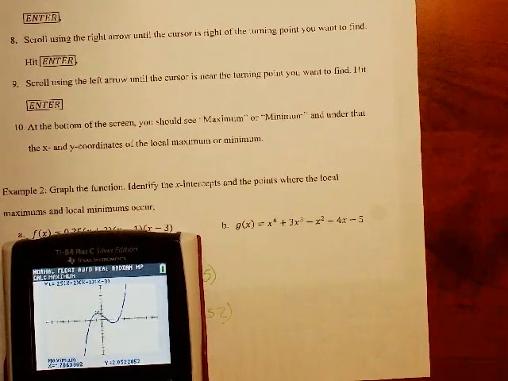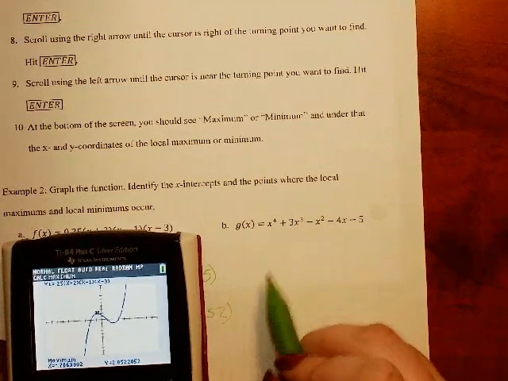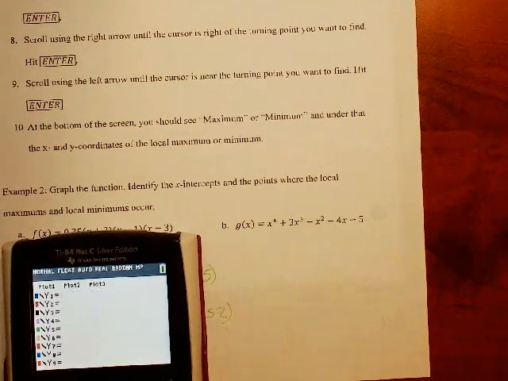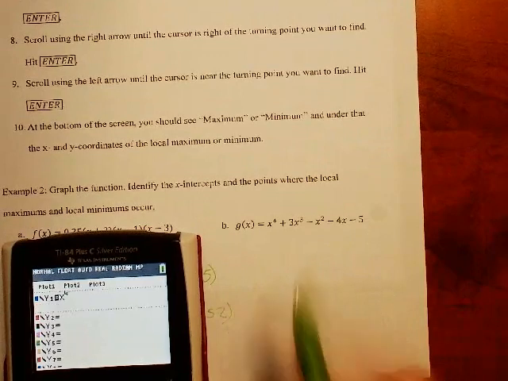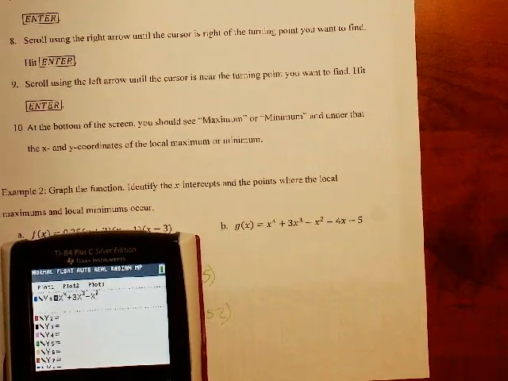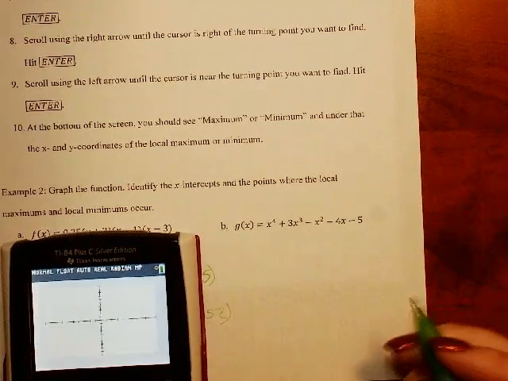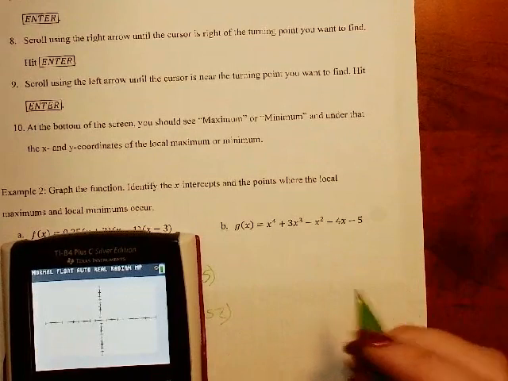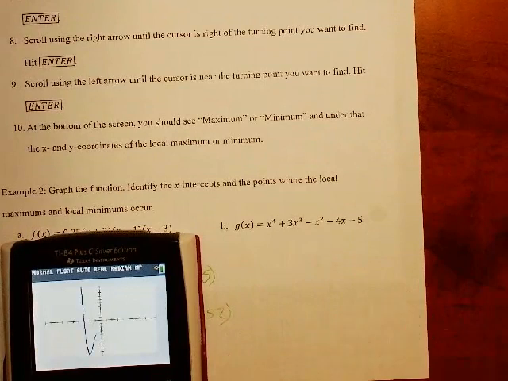And then for g of x, it's not in intercept form, so we can't come up with how many x-intercepts we're going to have. We're going to have a maximum of 4, but we're not sure that it is exactly 4. So, that minus 4x minus 5. Graphing it, 2 zeros. So I only have 2 zeros.